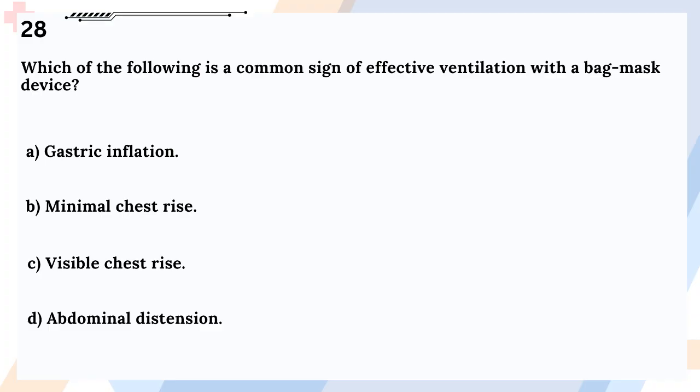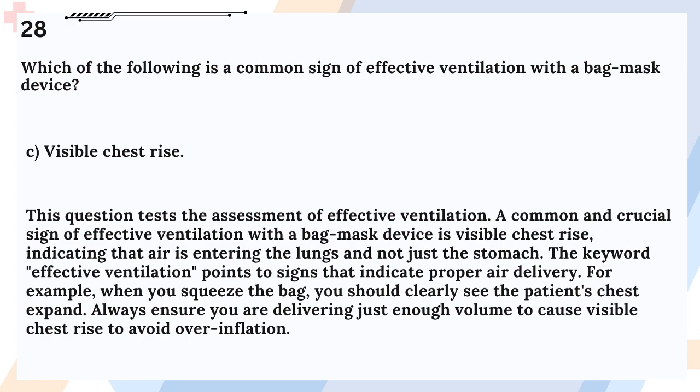Answer: C. Visible chest rise. This question tests the assessment of effective ventilation. A common and crucial sign of effective ventilation with a bag mask device is visible chest rise, indicating that air is entering the lungs and not just the stomach.